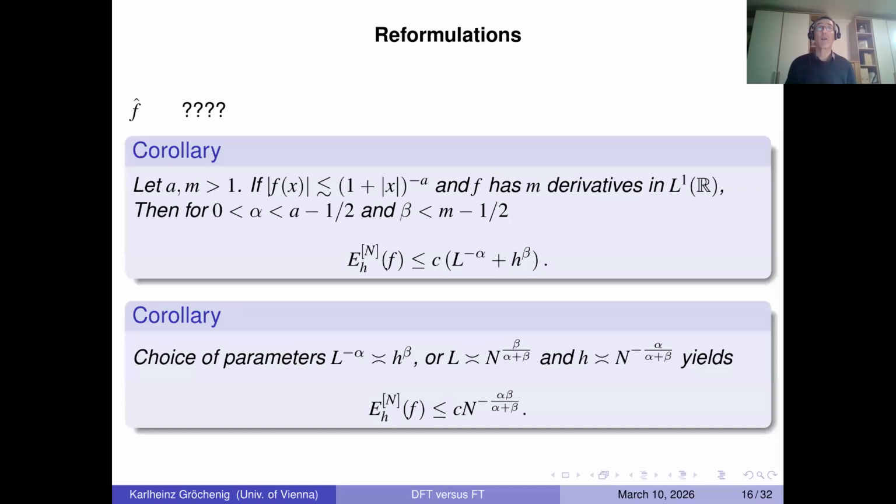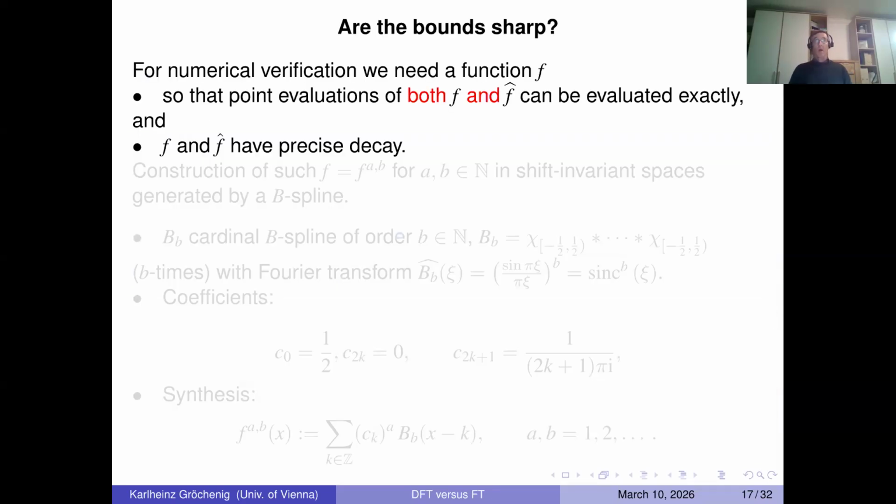Okay, now comes numerics, and for the numerics, we wanted to test this error estimate on some examples to see, are these estimates optimal? The numerics is not completely trivial because you need a function that you can evaluate exactly. You want to evaluate the Fourier transform exactly. Otherwise, you already make approximations when you plug into the formula for the error. And both the function and its Fourier transform must have the precise polynomial decay that's in the theorem. That's not a completely obvious exercise, how to construct such functions.